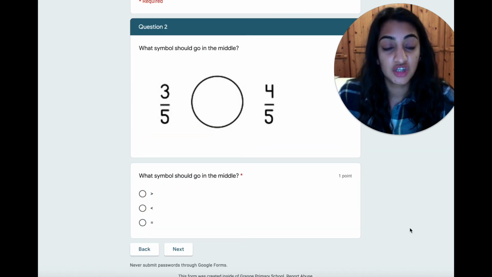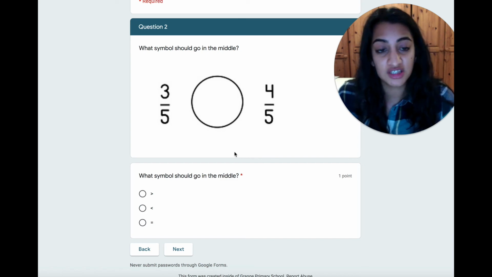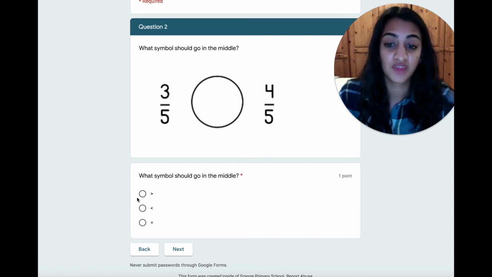This one is just like the question we did earlier, what symbol should go in the middle? So try to think about, do you remember how to compare fractions? What are the rules if the numerator is the same or the denominator is the same? And try to be careful about what symbol should go in the middle.